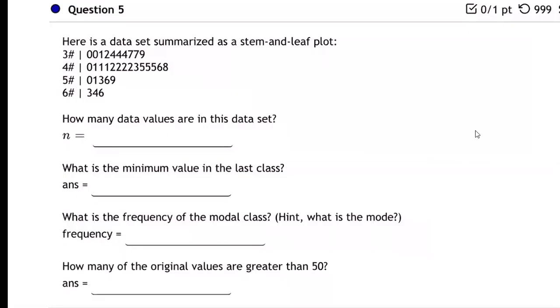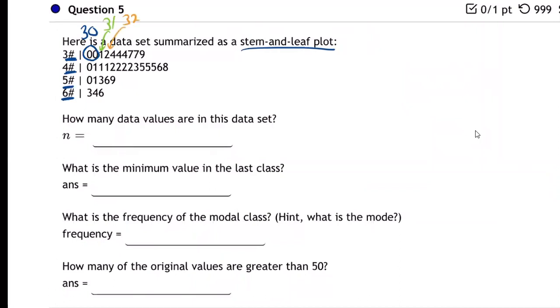Okay, so on number 5, we have another stem and leaf plot. Let's make sure we're clear what these numbers are saying. This is the category of the 30s, the 40s, the 50s, and the 60s. So these two numbers right here mean 30, straight on. The 1 right here means 31. The 2 right here means 32.